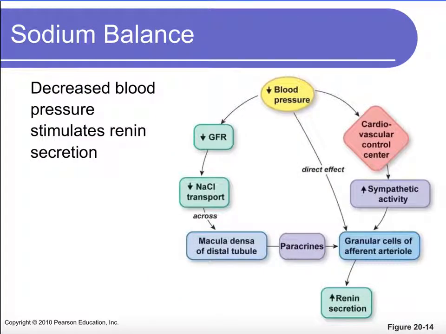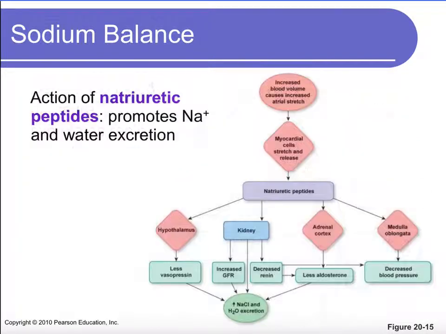All right, so what else can stimulate the release of renin? So again, a drop in blood pressure will directly stimulate the release of renin from those granular cells on the afferent arteriole, and we talked about that in the previous slide. We saw that. A decrease in your glomerular filtration rate can do that as well as the sympathetic nervous system through cardiovascular centers to increase renin release because, again, it raises your blood pressure.